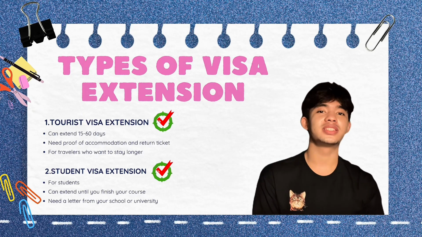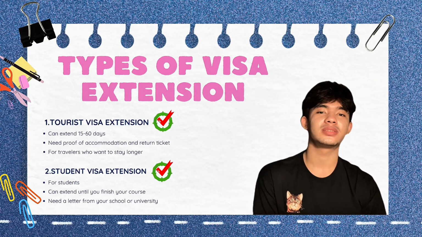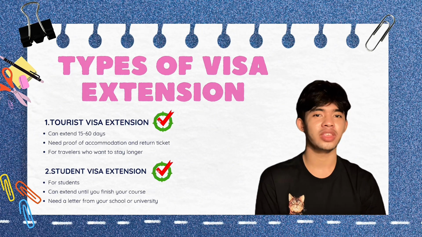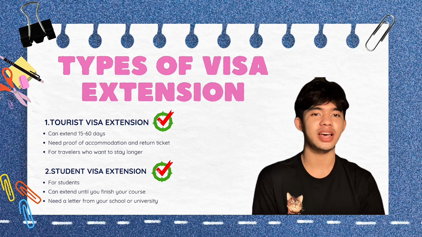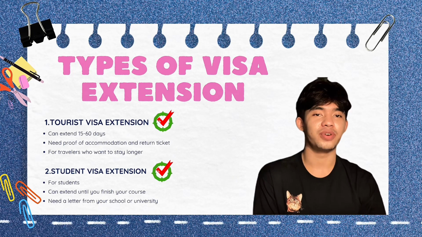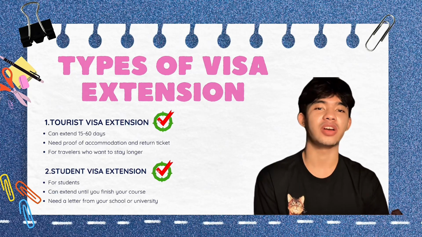The second one is a student visa extension. This is for those studying in the country. You can extend your student visa until you finish. You will need a letter from the school or university confirming your enrollment and course duration.